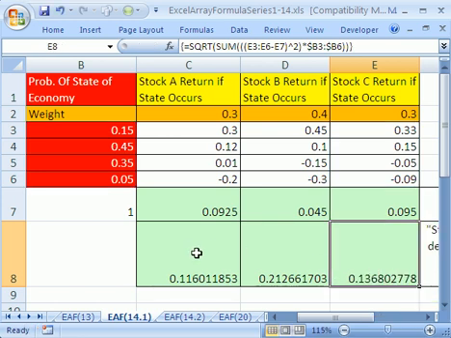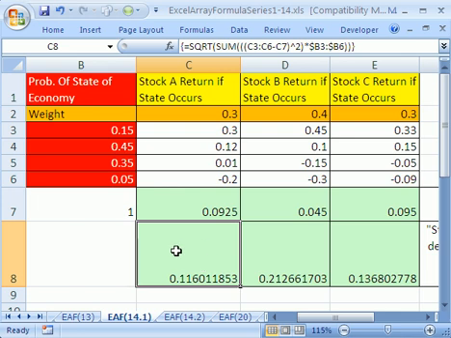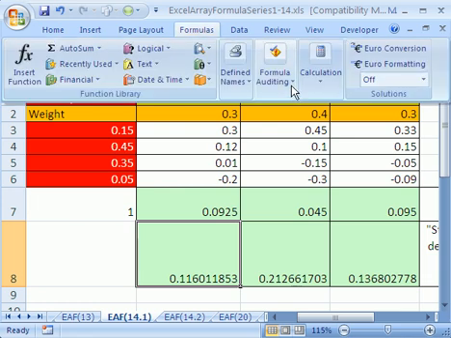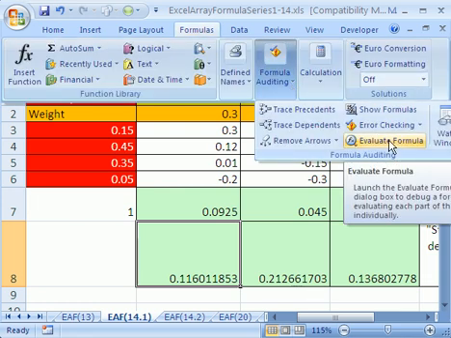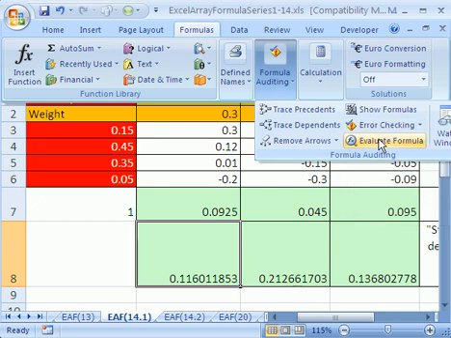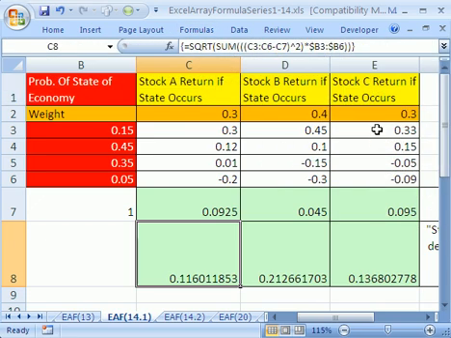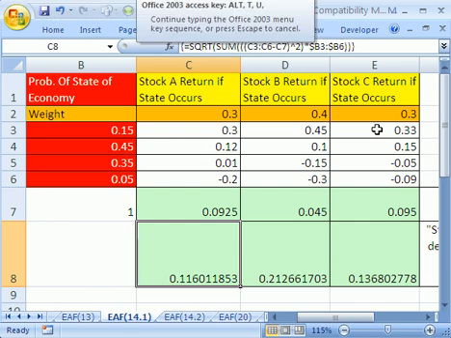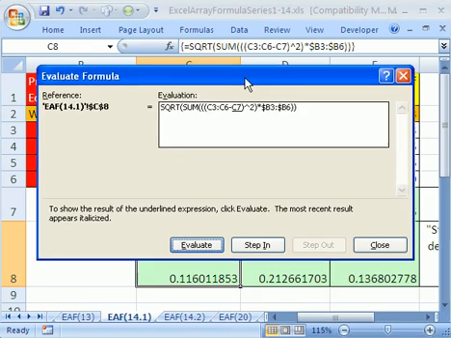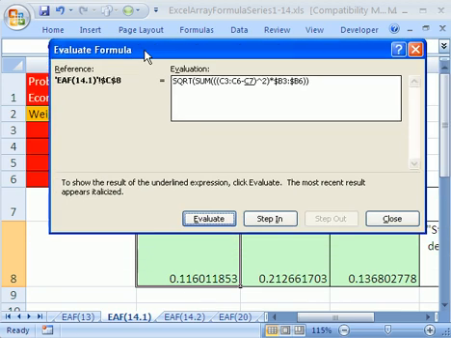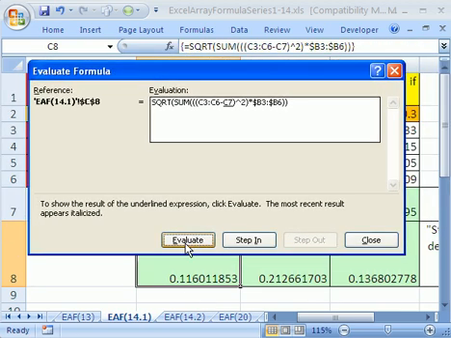Now, I want to run Evaluate Formula on this so we can see how Excel actually evaluates an array formula. Formulas, Formula Auditing, Evaluate Formula. In 2003, Tools, Formula Auditing, Evaluate Formula. In all versions, the keyboard shortcut that works is Alt, T, U, F. Oh, this is so cool. I don't know what we did before Evaluate Formula. Well, we used the F9 key. That's what we did. Let's look at this here.